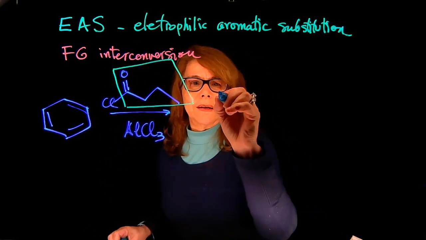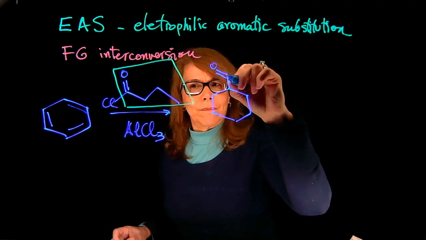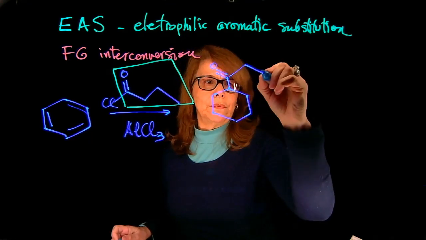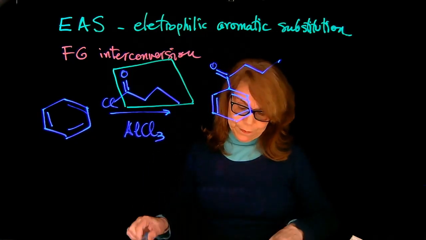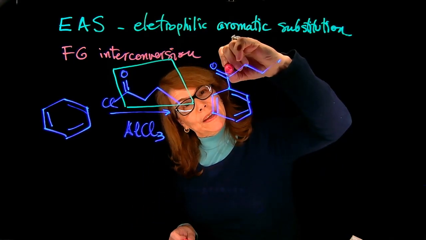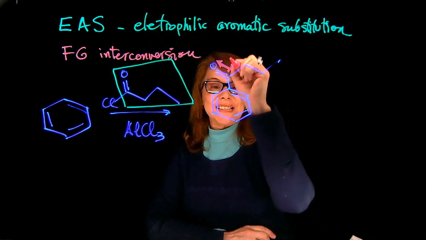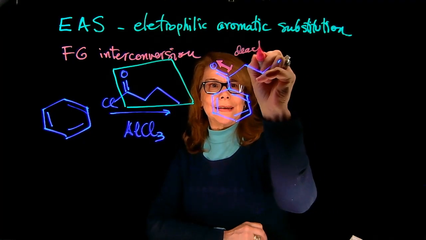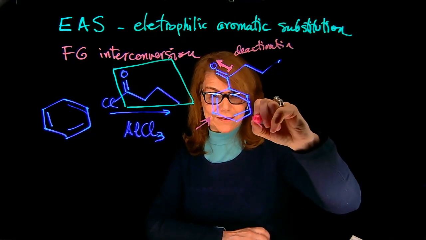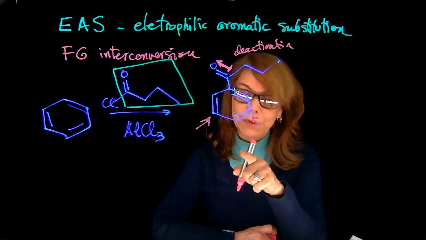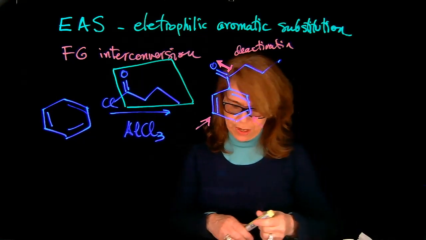So your product is going to be this. Now, this group, as it is right here, is electron withdrawing, so it will deactivate the aromatic ring. Remember here you have a dipole. So this is deactivating, and as such is meta directing. So if I do another substitution from here, the next substitution is going to be in the meta position.